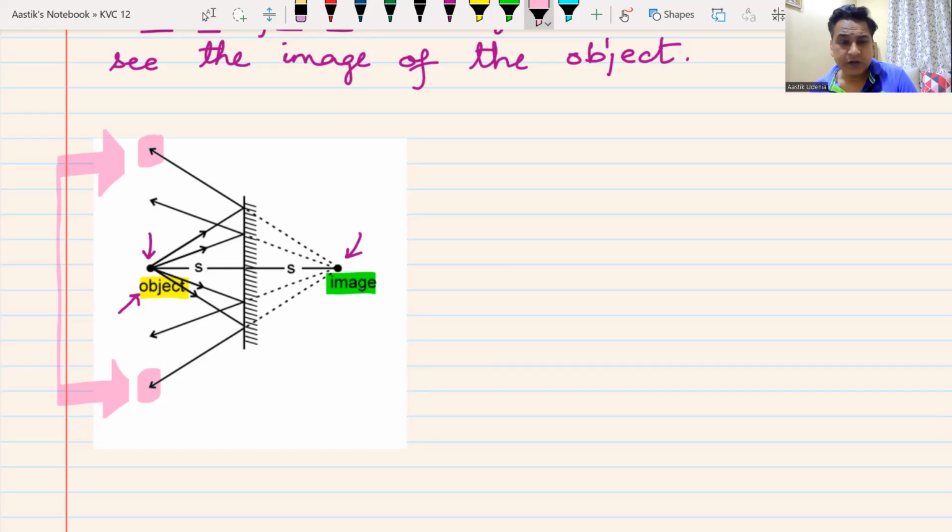Remember the name of this chapter is geometrical optics. Everything is about geometry. Plain, simple geometry. It's plain and is simple as well.